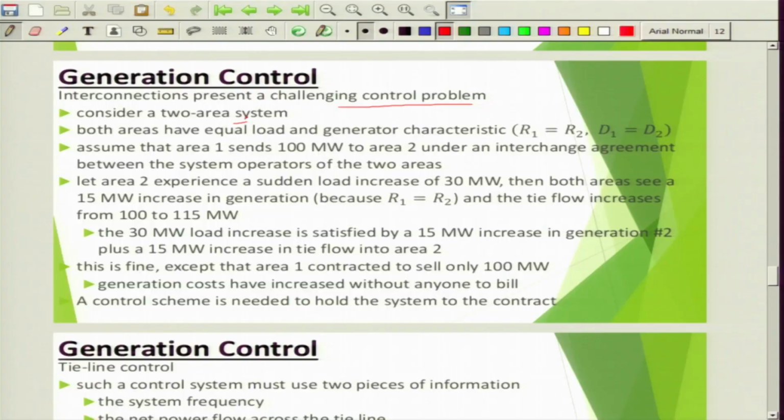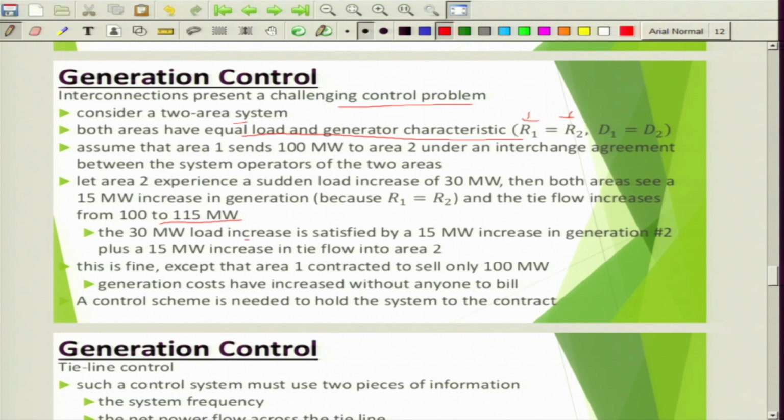Now consider a two area system. Both areas have equal load and generator characteristics. For example, the R1 and R2 coefficients are the same, and frequency dependence of loads are also the same. Assume that area 1 sends 100 megawatt to area 2 under an interchange agreement between the system operators of the two areas. Let area 2 experience a sudden load increase of 30 megawatt. Then both areas see a 15 megawatt increase in generation because R1 and R2 are the same, and the tie line flow increases from 100 to 115 megawatt. This is what we are saying.